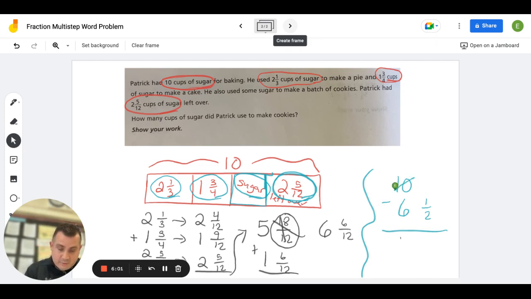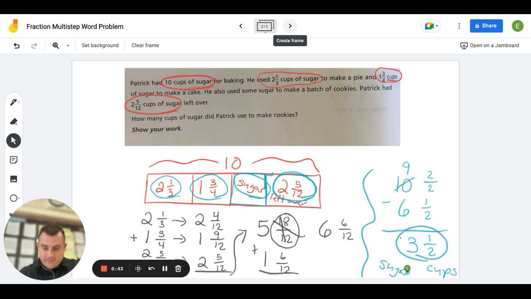I'm going to cross out my 10 wholes, make it 9 wholes, and 1 whole has to go over here. Since I have 2 as my denominator, I know that's now 9 and 2/2, which is equal to 10, what we originally had. Now subtract. 2/2 minus 1/2 is 1/2, and 9 wholes minus 6 wholes is 3 wholes. So our answer is 3 and 1/2 cups. And that is what would go in the sugar box. It's 3 and 1/2 cups of sugar.